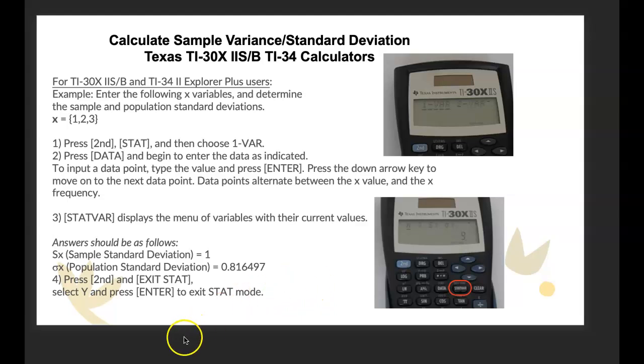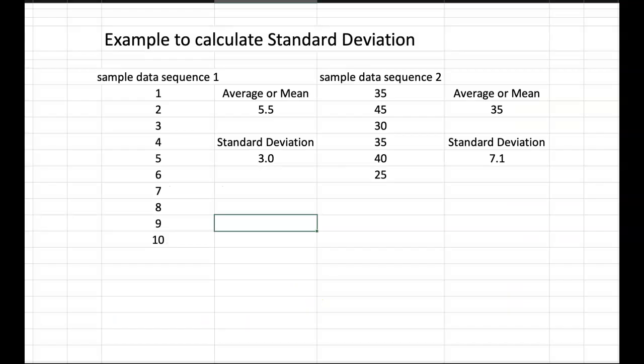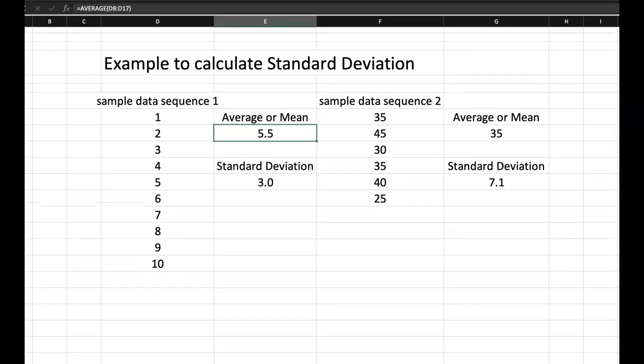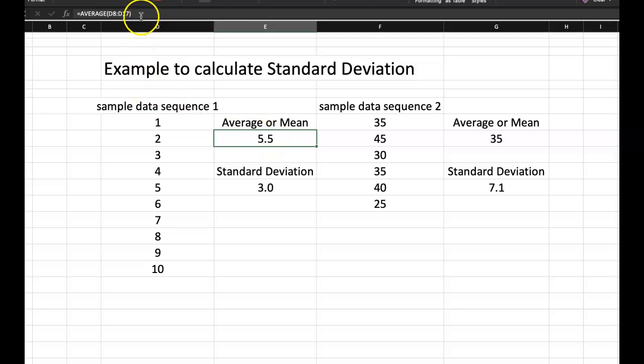Before we go there, I want to show you how we do this in Excel. In Microsoft Excel, say we have a data sequence here, like 10 numbers, 1, 2, 3 up to 10. How do we calculate the average, or in stats, the mean? There's a function called average. You type equal, don't forget that in the very beginning, then average, select all those numbers, enter, and you get 5.5.